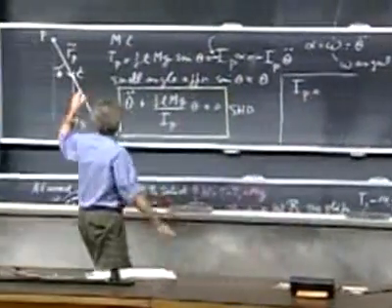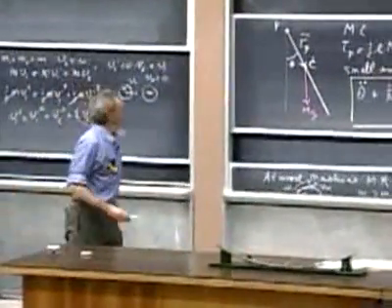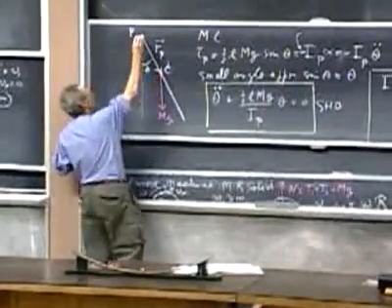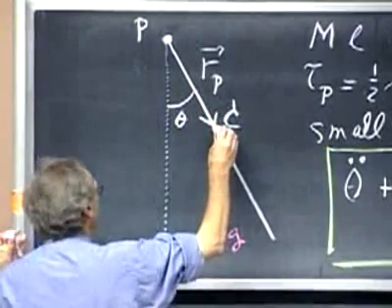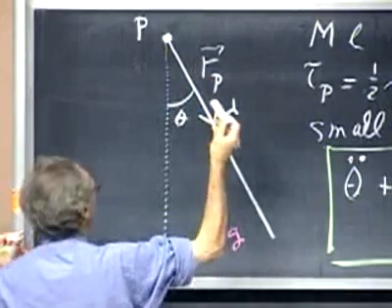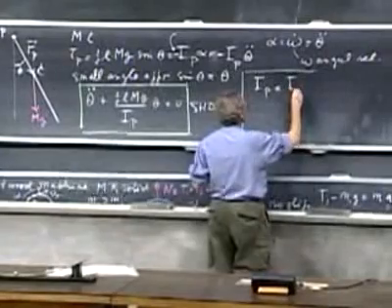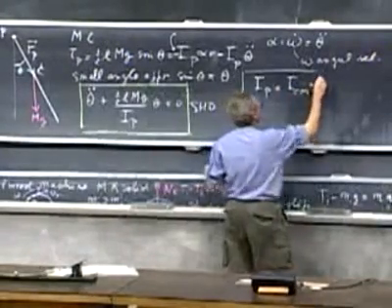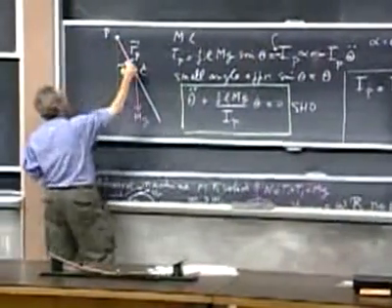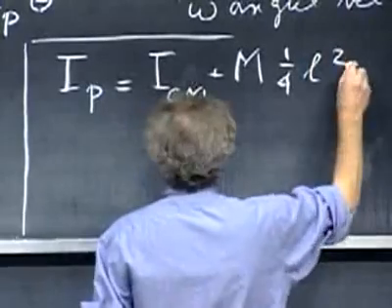In order to do that, we have to apply the parallel axis theorem, because you will probably be given the moment of inertia for rotation about the axis through the center of mass, parallel to this axis, and then you will have to add the mass times the distance between these two axes squared. So this is the moment of inertia about the center of mass plus m times the distance squared, and the distance between these two axes is 1/2 L. So this is 1/4 L squared.